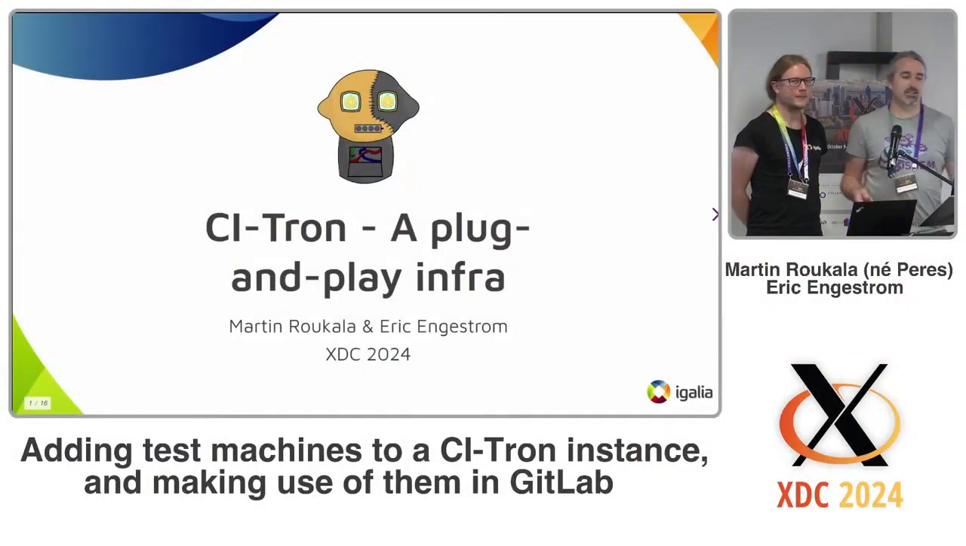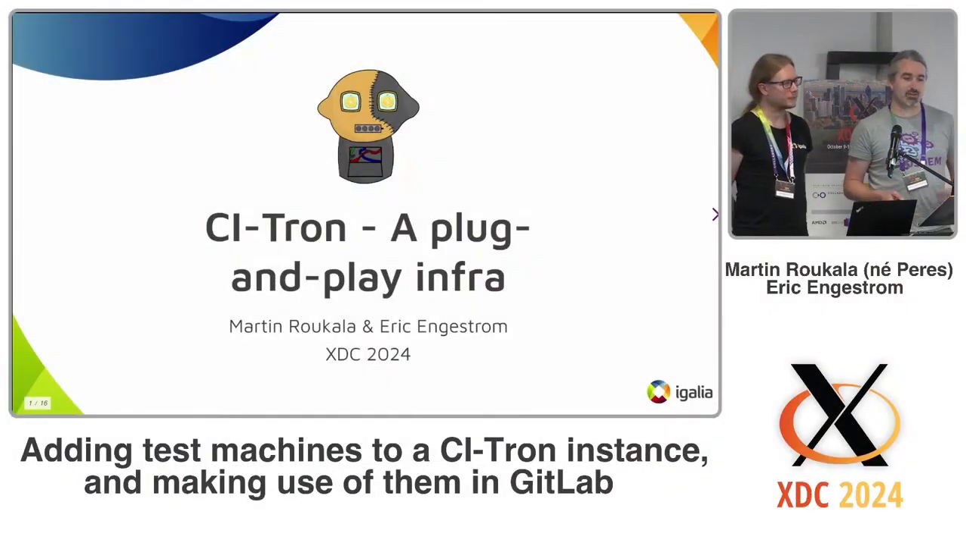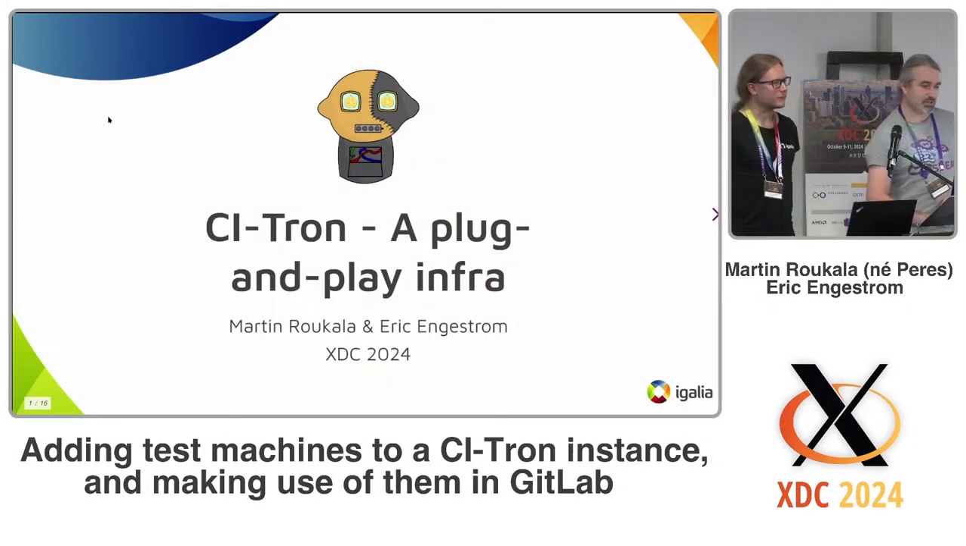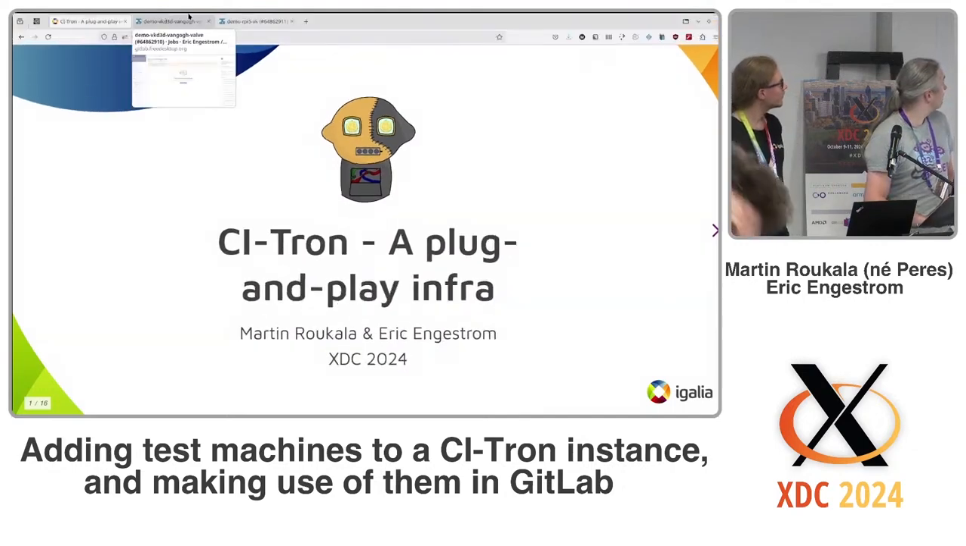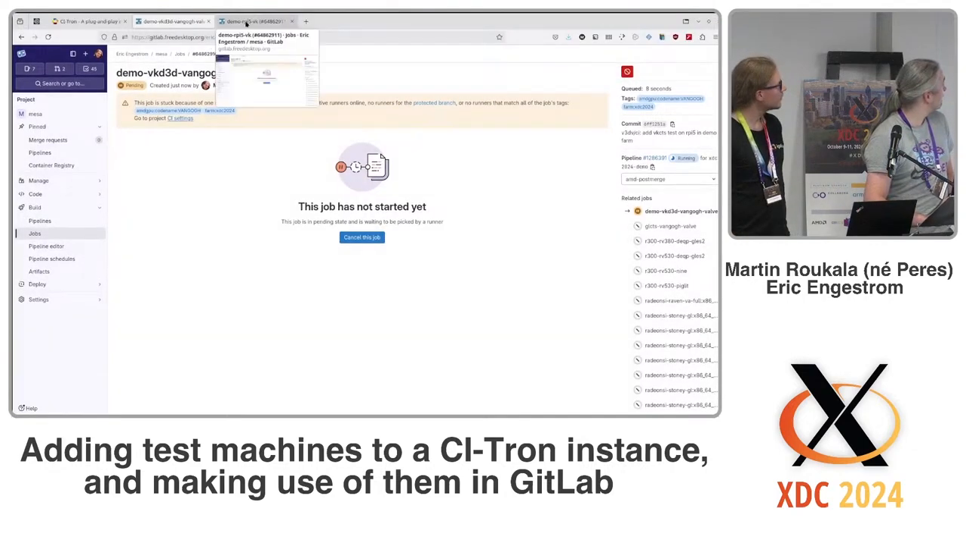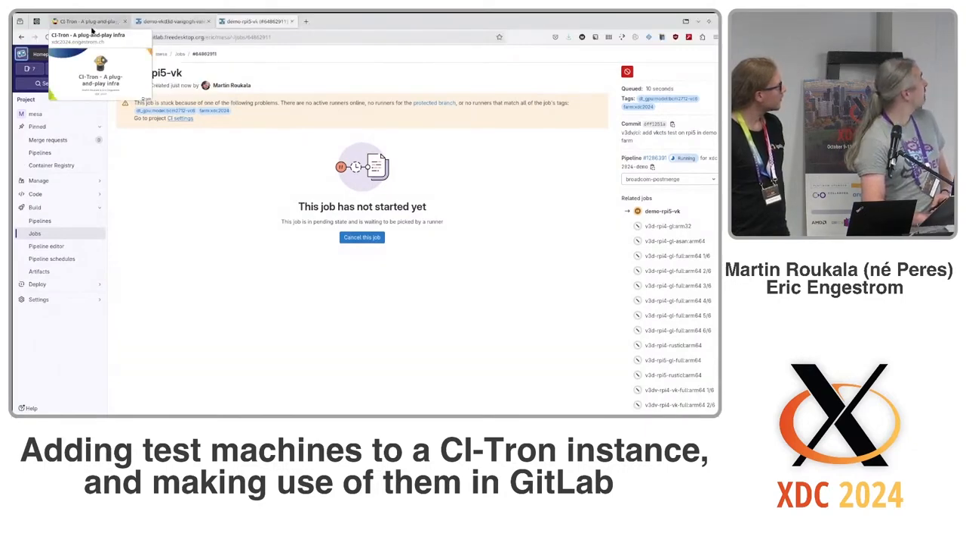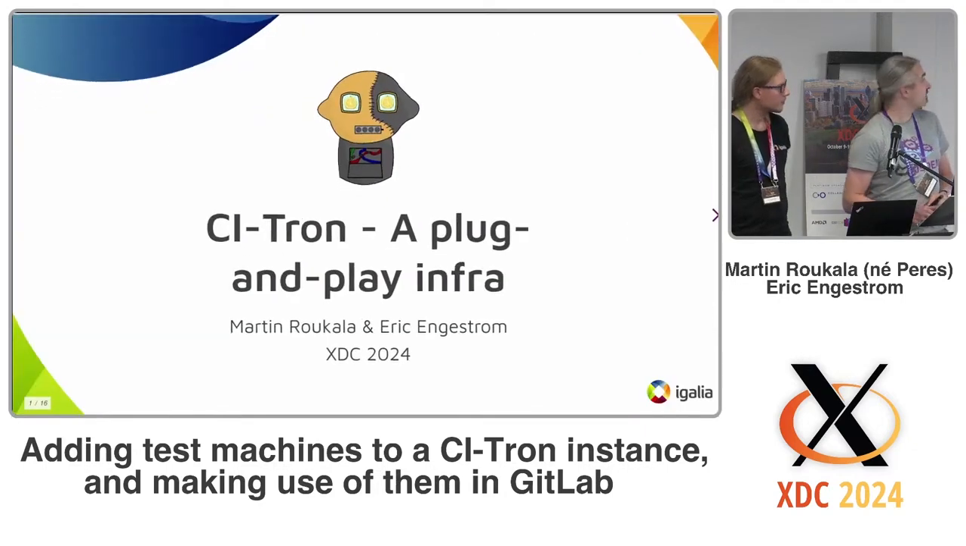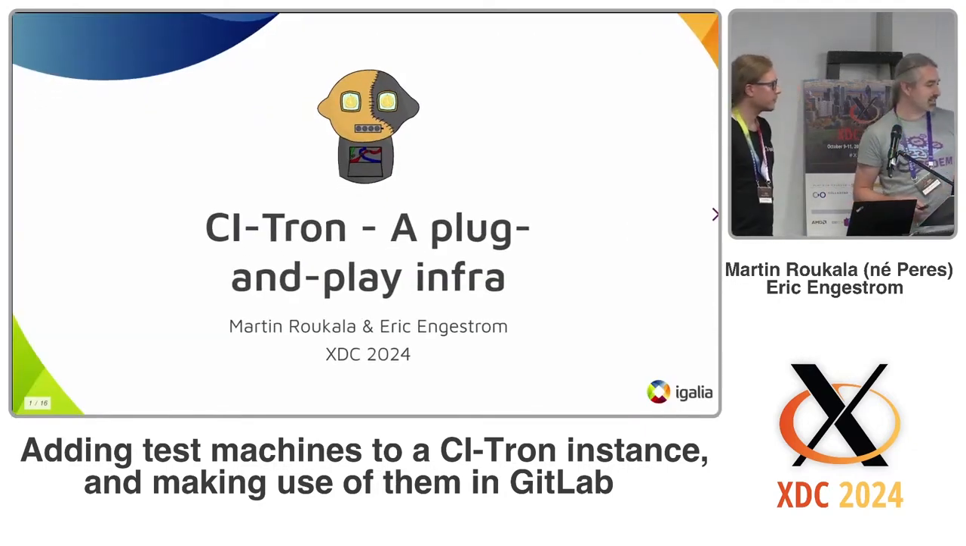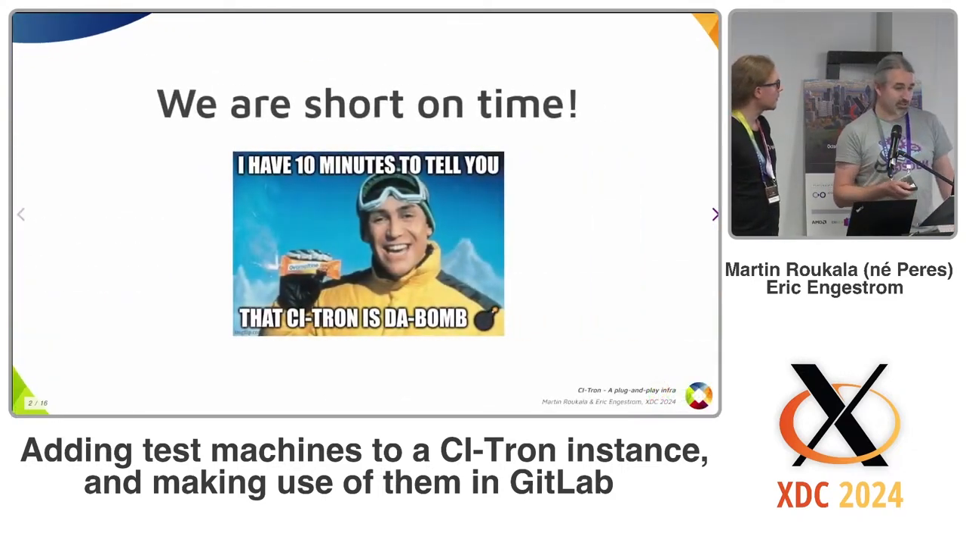Hey, so we are Eric and Martin, and we have a couple of jobs in GitLab that we need to run. And as you can see, they are stuck. They're waiting on a dot that just doesn't exist, or a test machine that doesn't exist yet. Let's get started because we need to run these jobs.